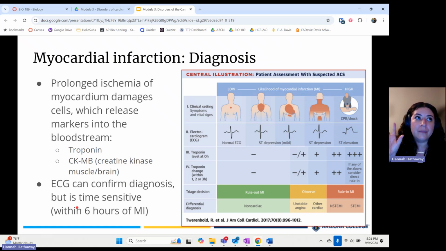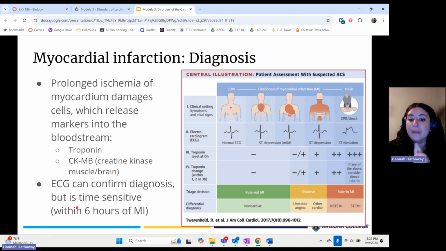ECG is a better diagnostic tool, but it is time sensitive. So it can only be used within 6 hours of that myocardial infarction. That's important to keep in mind because sometimes the symptoms aren't like, oh my God, horrible chest pain. It could be like when we're talking about angina, like heartburn or something where you weren't really sure if it was a big problem until it persists. So that's why you want to remember both of those things.